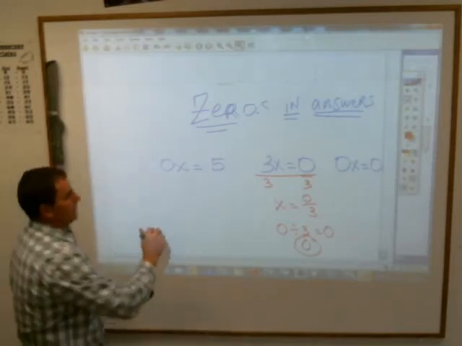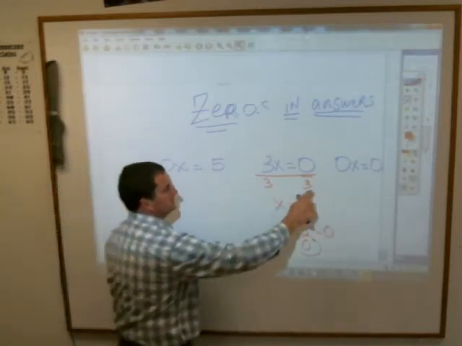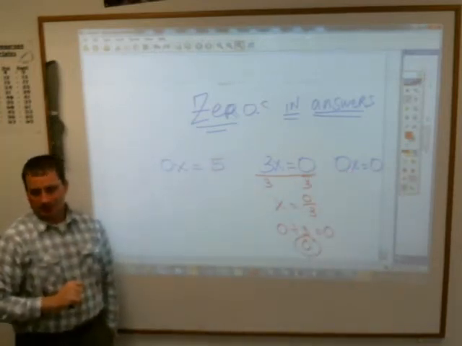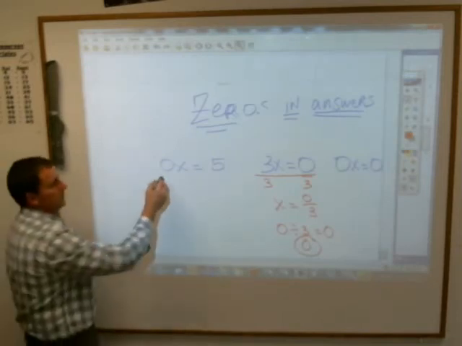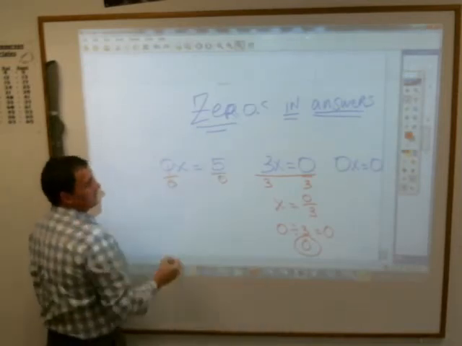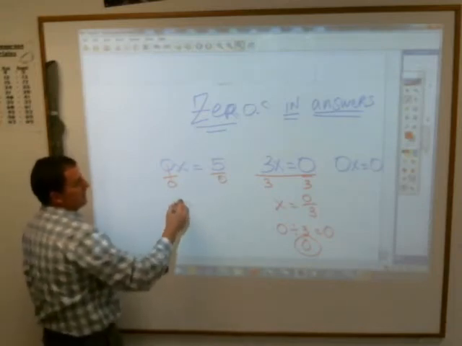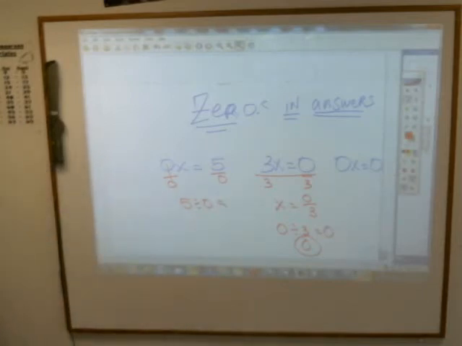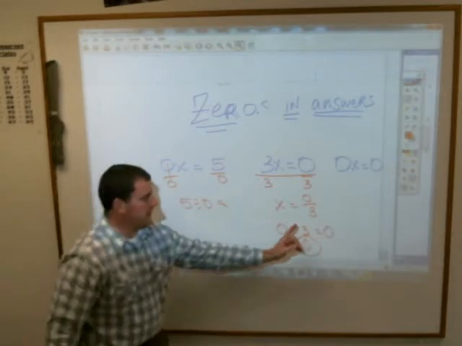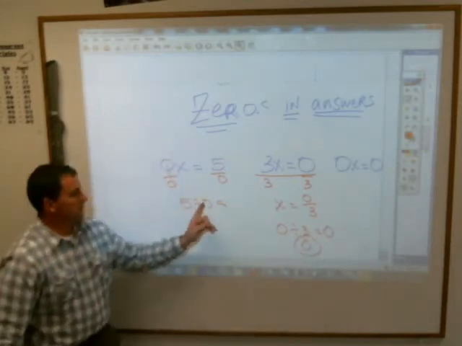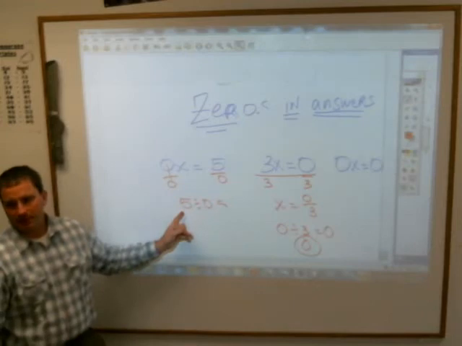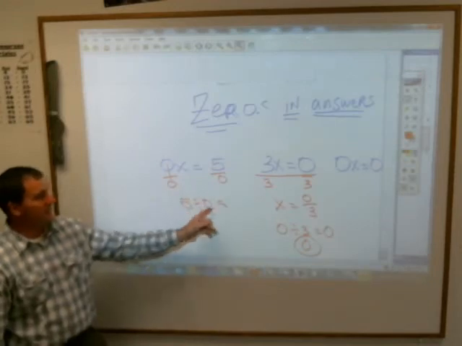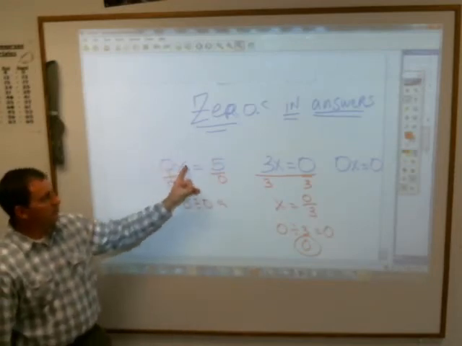Okay, let's look at this one. How would I get x by itself there? If you think about it in the same way, divide by 0. Which means this: 5 divided by 0 equals what? Asking ourselves the same question as I did here. 3 times what gives me 0? 0 times what gives me 5? That's what this problem is. 0 times what gives me 5?